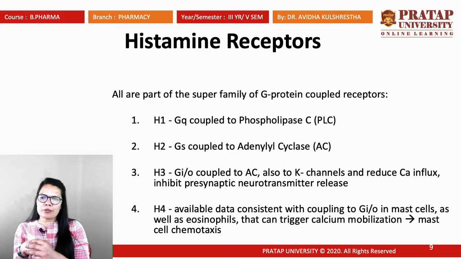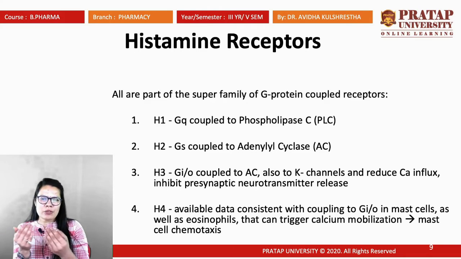Histamine receptors are of four types: H1, H2, H3 and H4. H1 is Gq coupled, with the enzyme phospholipase. H2 is Gs coupled, with the enzyme adenylyl cyclase. H3 is Gi or Go coupled to AC, and also to calcium channels and potassium channels, to reduce calcium influx. For H4, available data are consistent with coupling to Gi.